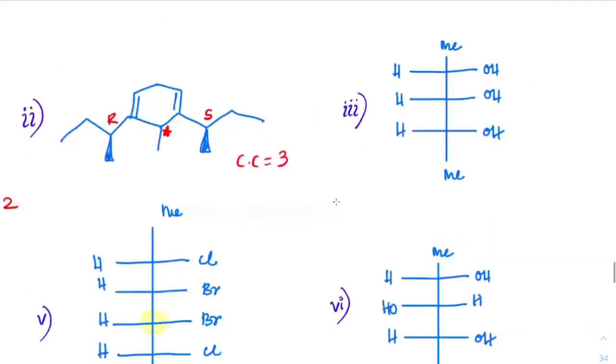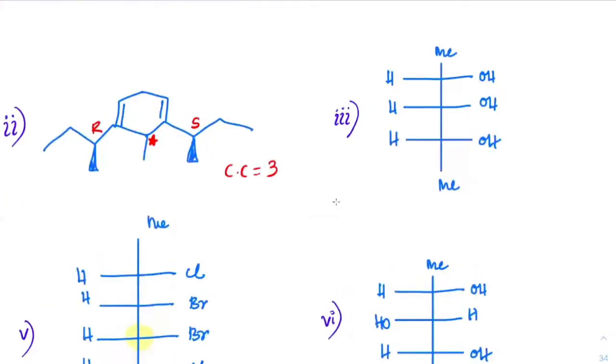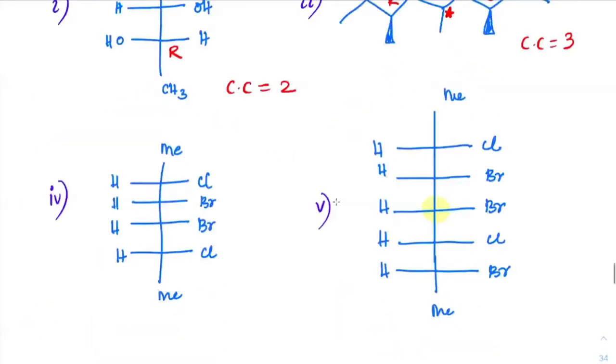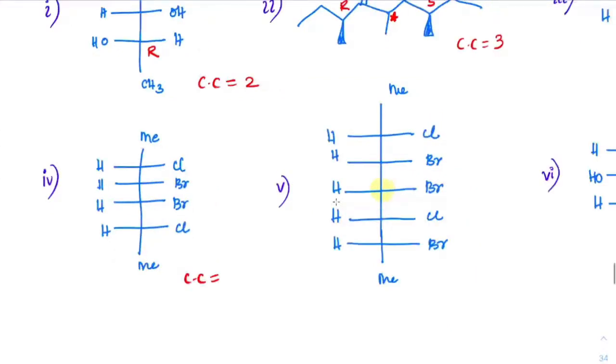What about the next one? Three. Your answer should go three, fast. Next one. Chiral centers? Fast. Four.